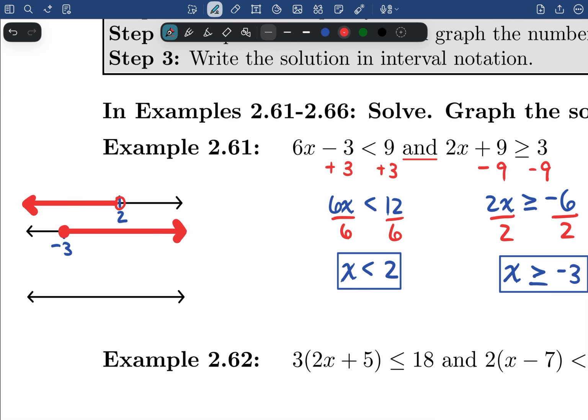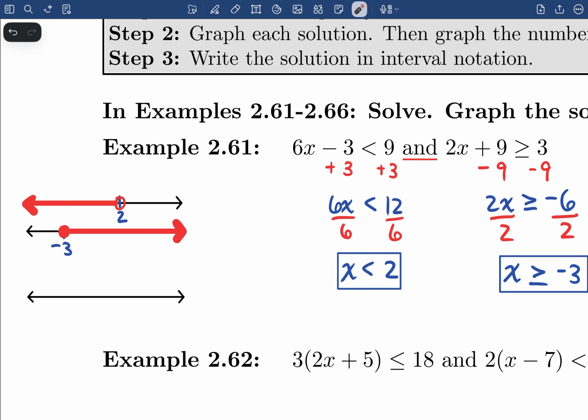Okay, so I'll do a little comparison with you. This region's not shaded, okay? And this region's not shaded on this graph. So where is the red stuff overlapping on these two graphs? They're overlapping between negative 3 and positive 2.